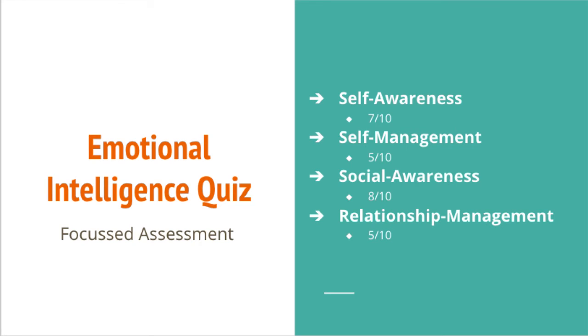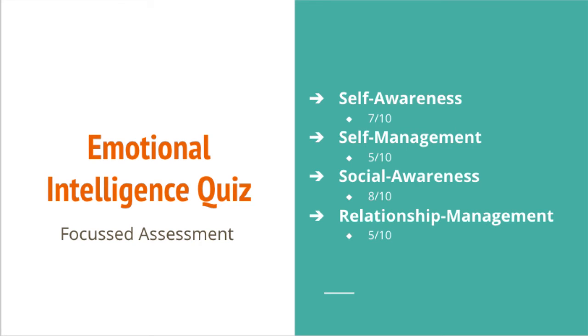Next, self-management, however, was one of my lowest scores at 5 out of 10, and this aspect of emotional intelligence is comprised of 5 competencies, including self-control, transparency, adaptability, achievement orientation, and initiative. Social awareness was my highest score at 8 out of 10. Social awareness is comprised of 3 competencies, including empathy, organizational awareness, and service orientation.